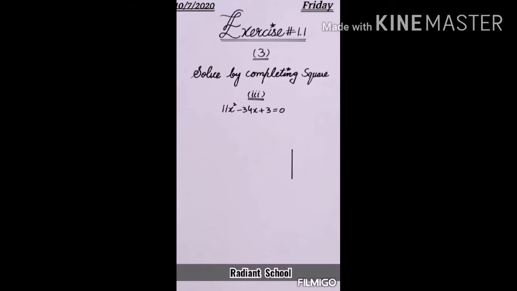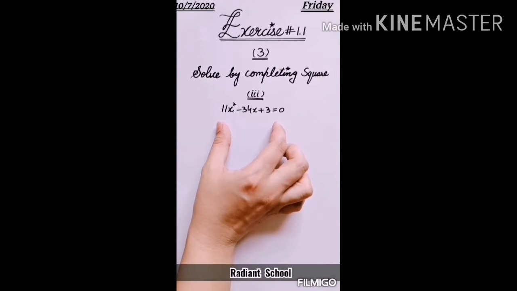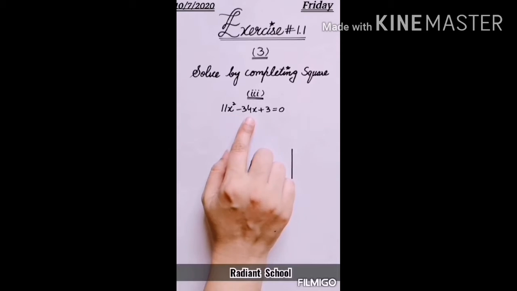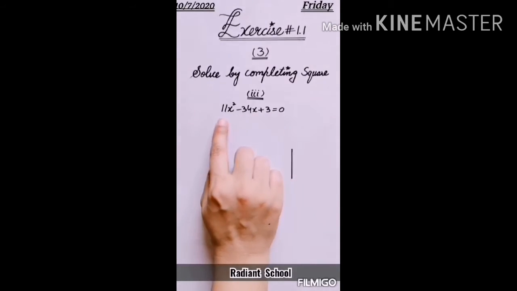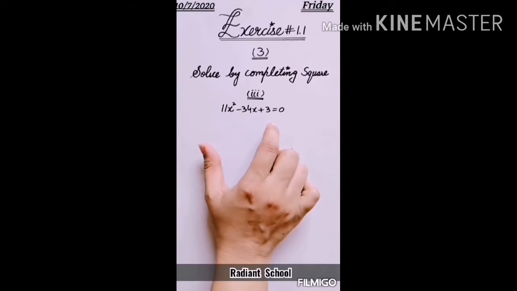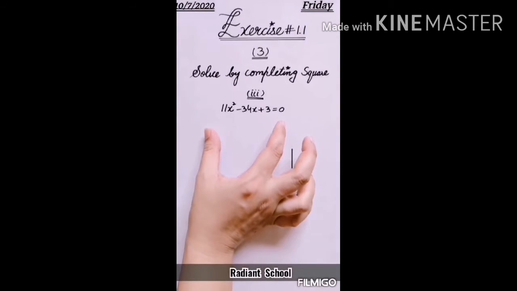To solve the given equation by the completing square method, our first step is to write the given equation in the form of a standard quadratic equation. As you can see, it is already in the standard form, ax square plus bx plus c. The first term is of x square, the second term is of x, the third term is a constant, so there is no need to do any step. It is already simplified and in standard form.